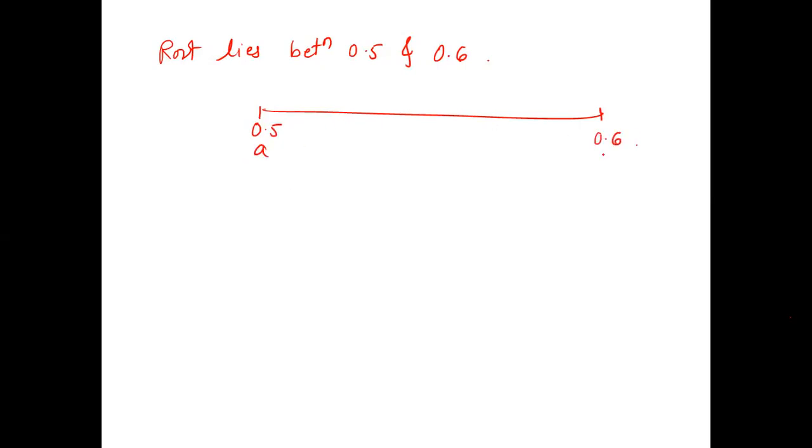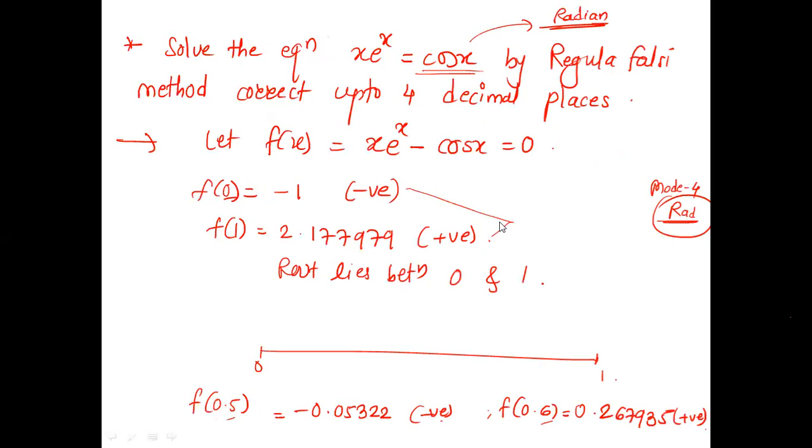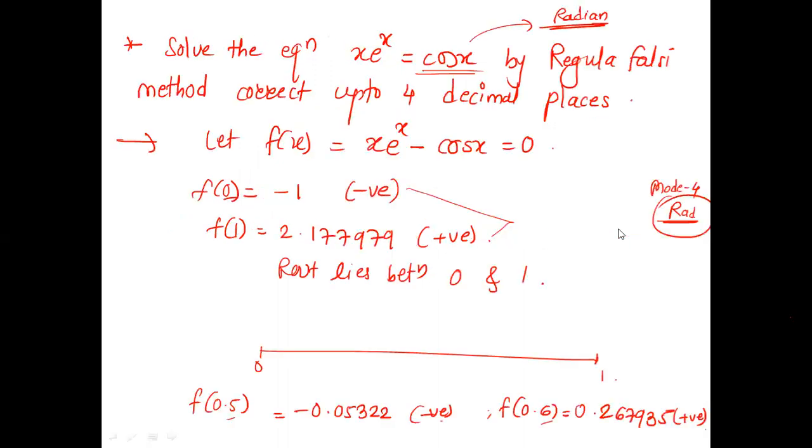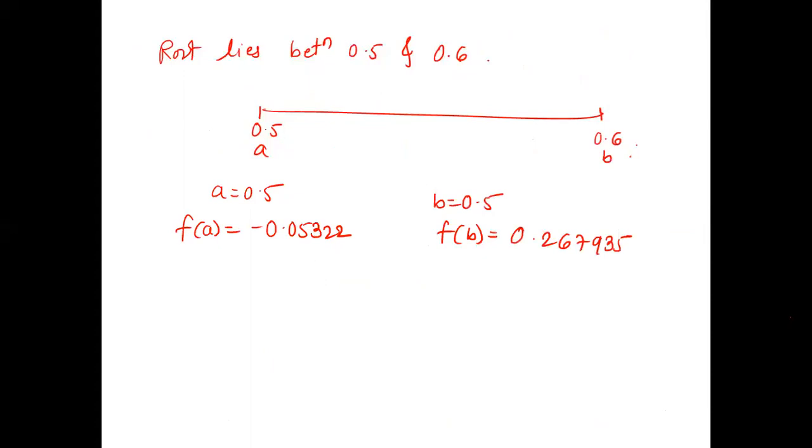So call this A, call this B, and write A is 0.5, B is 0.6, f of A is and f of B is. We have f of 0.5 is minus 0.05322. What is f of B? 0.267935. Correct. Right, so we have this now, and now we'll go with the regula falsi method.